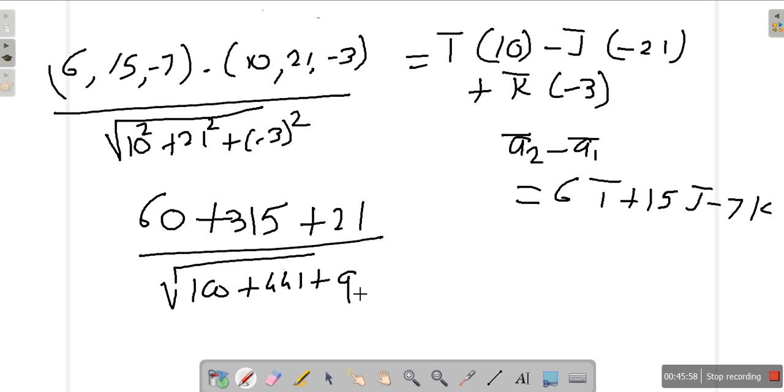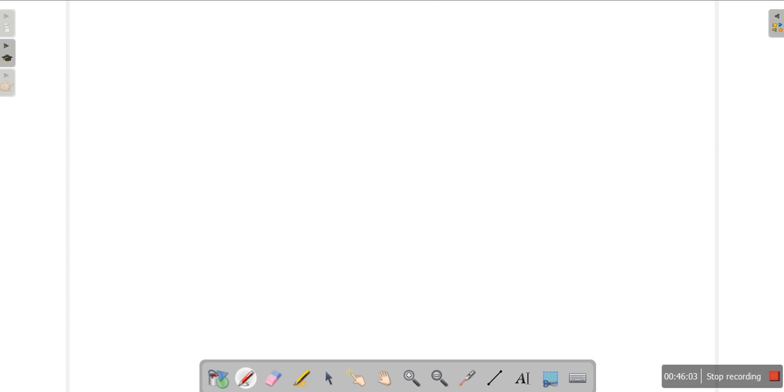Let us do one more sum on shortest distance. Find the shortest distance between the lines.